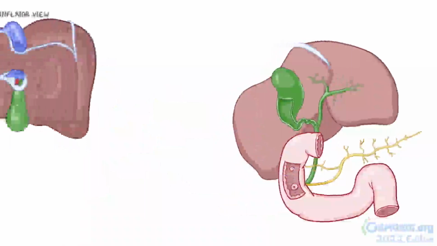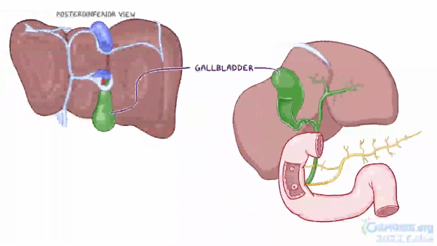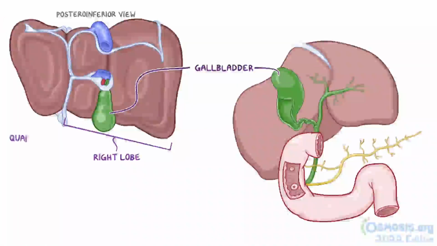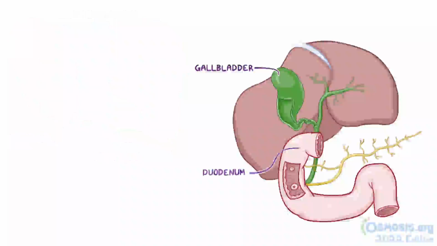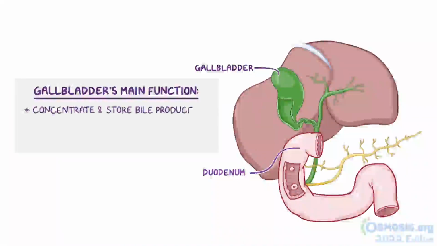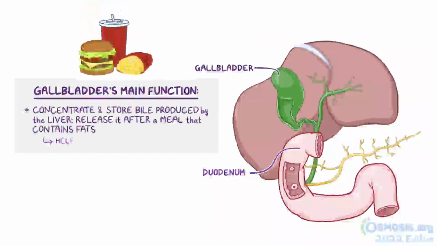Finally, let's have a look at the gallbladder, which is a pear-shaped intraperitoneal sac lying in a fossa on the visceral surface of the right lobe of the liver, lateral to the quadrate lobe and just anterosuperior to the duodenum. The gallbladder's main function is to concentrate and store bile produced by the liver, as well as release it after a meal that contains fats, to help with their digestion.